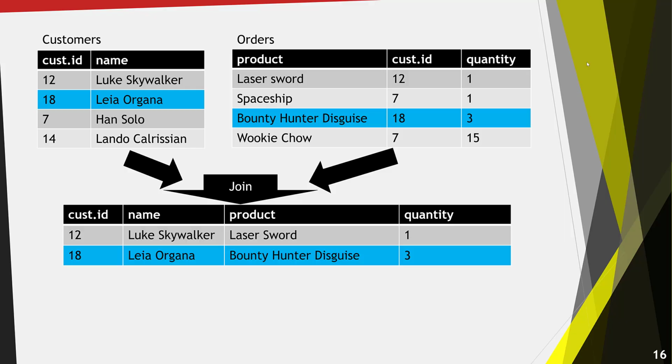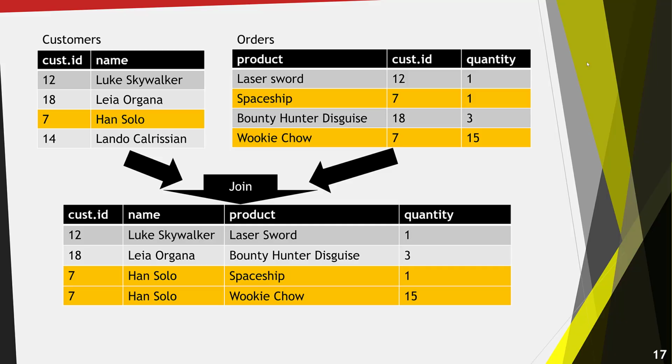Moving down in the customers table, customer ID 18, Leia Organa, has one corresponding order record in the orders table for a bounty hunter disguise, quantity of 3. The resulting joined table includes that information. Moving further down the customers table, customer ID 7, Han Solo, has two corresponding orders in the orders table, one for a spaceship and one for 15 units of Wookiee Chow. The resulting joined table now has two records, one for each order, preserving that customer information, cust ID 7, with the customer's name as Han Solo.